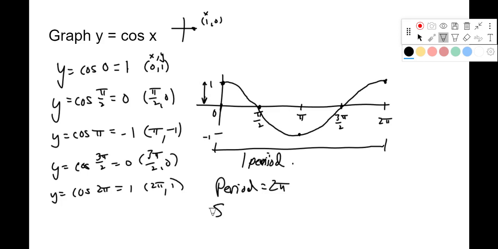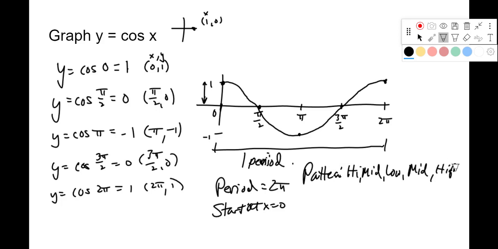Okay? This graph would start at x equals 0. That's important. You're going to need that as well to go ahead and make the graph. All right. And the pattern of cosine is high, middle, low, middle, high. That's the pattern. That's important. That's going to help you to create the final curve. Okay, so now we've graphed sine and cosine.